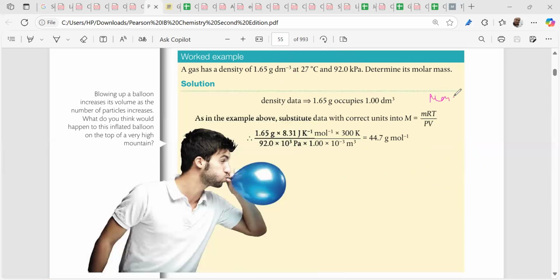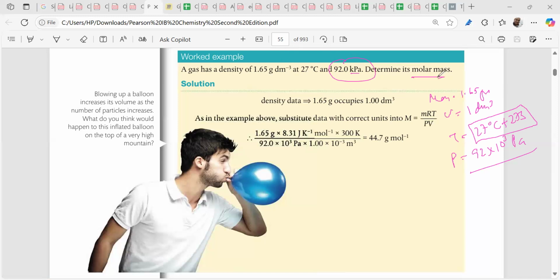So mass is given as 1.65 grams. Volume is given as 1 decimeter cube. Temperature is given as 27 degrees centigrade. And pressure is given as how much? 90 kilopascal. What do you have to do? Convert kilopascal to pascal, that's all. Temperature you have to convert to Kelvin, so we have to add something, right? That's all.